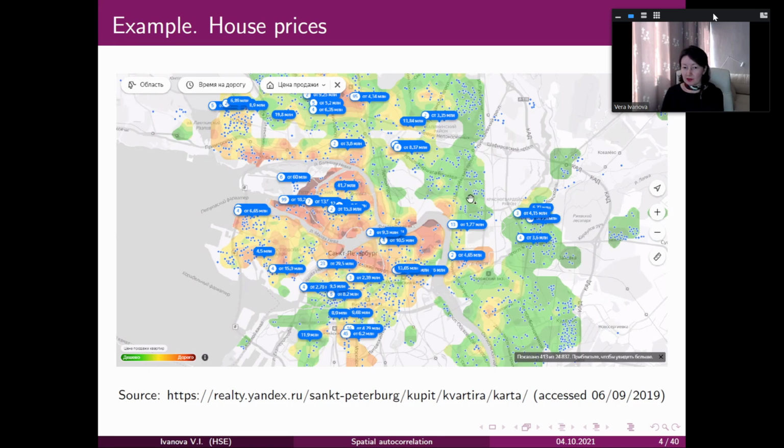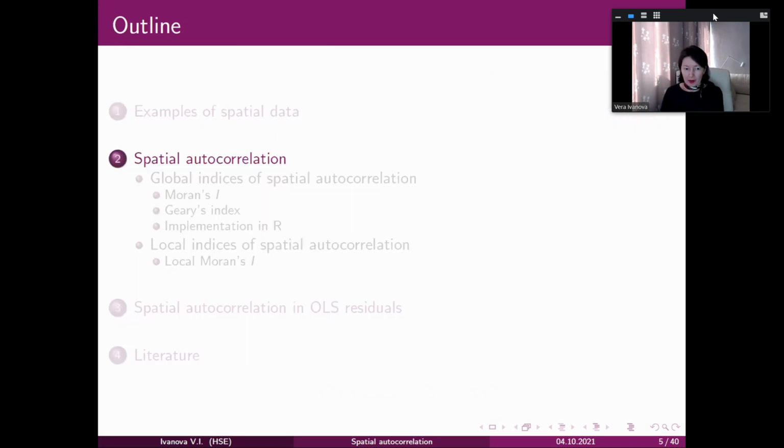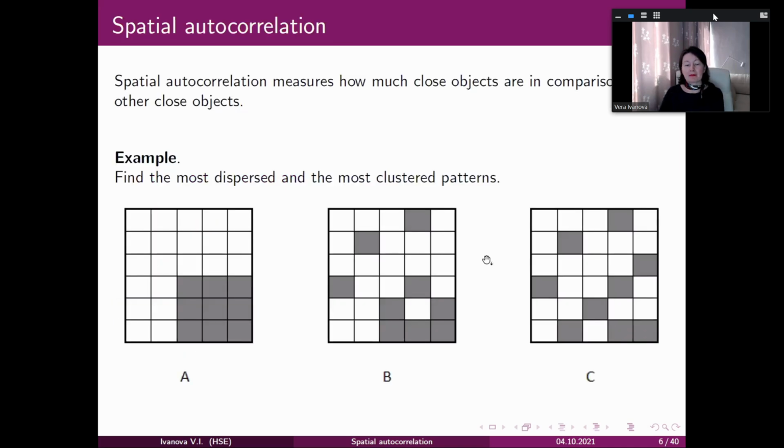We can see that the color distribution is not random. Green colored districts are close to similar ones, and bright yellow and red districts are close to similar regions. How to measure the intensity of interaction of neighboring regions?